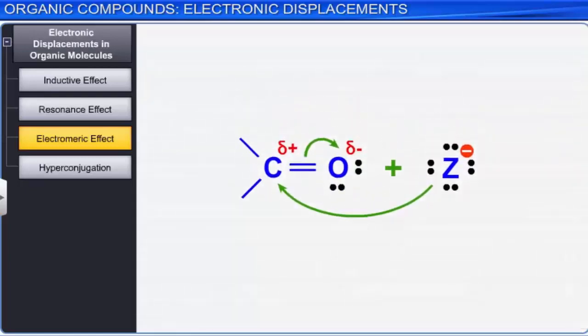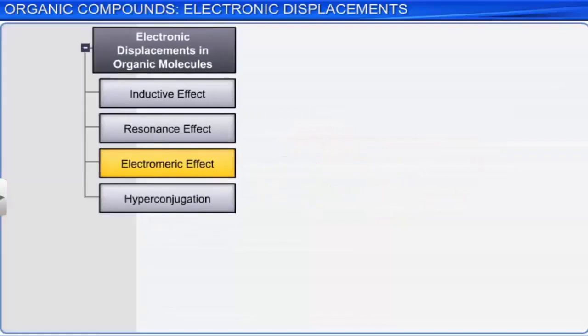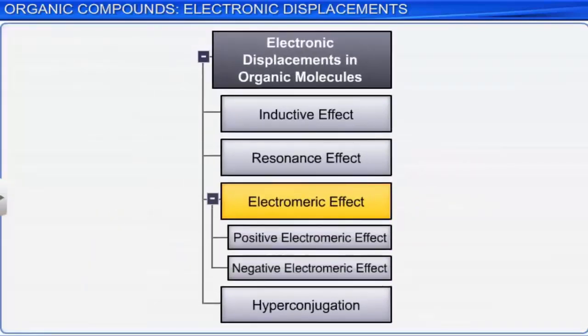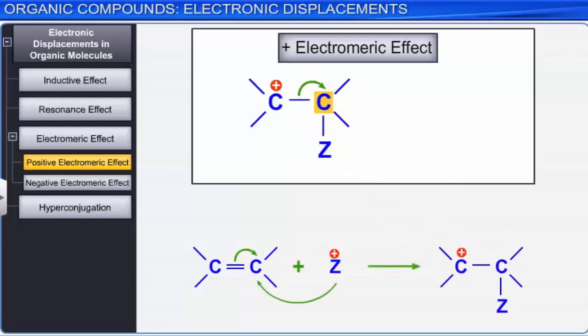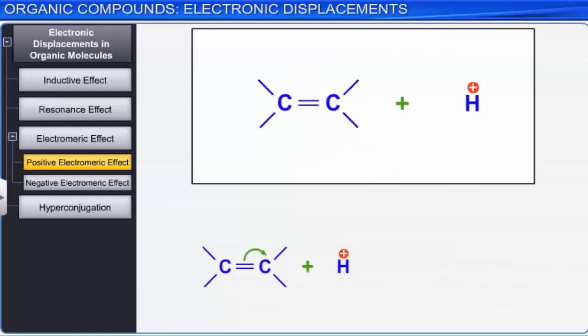This effect is represented by E, and the shifting of the electrons is shown by curved arrow. There are two types of electromeric effects, positive and negative. In the positive electromeric effect, the pi electrons of the multiple bond are transferred to that atom to which the attacking reagent is bonded. For example, in the addition of acids to alkenes, the pi electrons of the double bond are transferred to that carbon to which the attacking reagent is bonded.